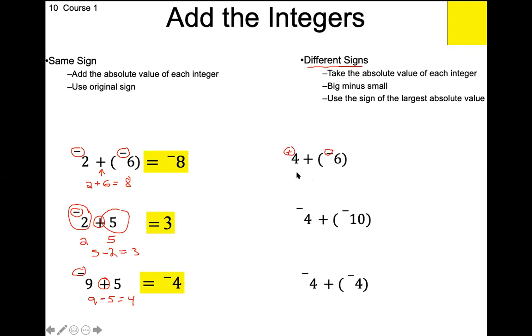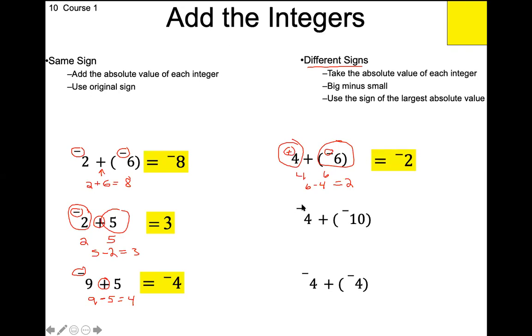All right, different sign. We're supposed to take the absolute value of both and subtract big minus small. 6 minus 4 is 2. We go back and we see more positives or more negatives. There are more negatives. So the answer is negative 2.